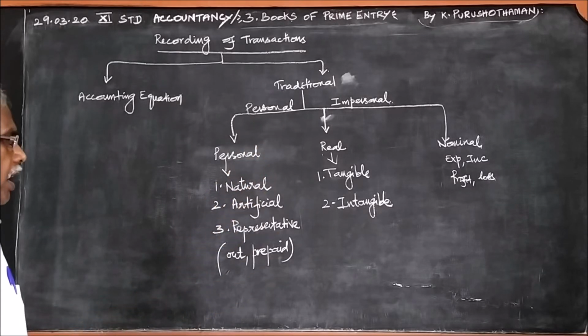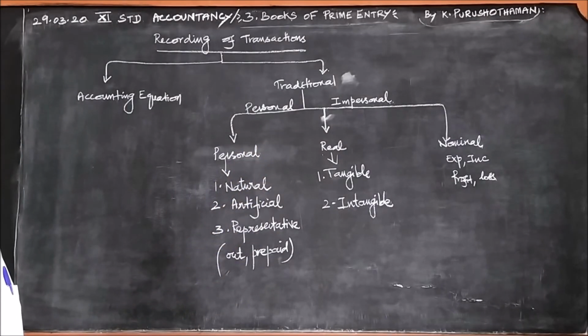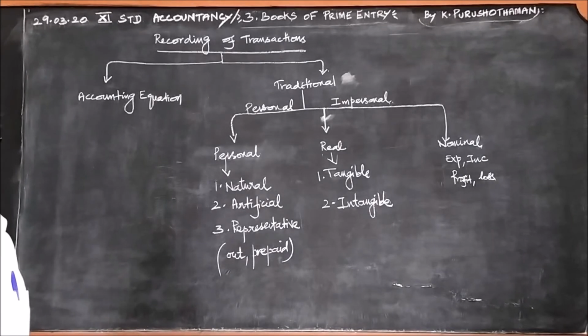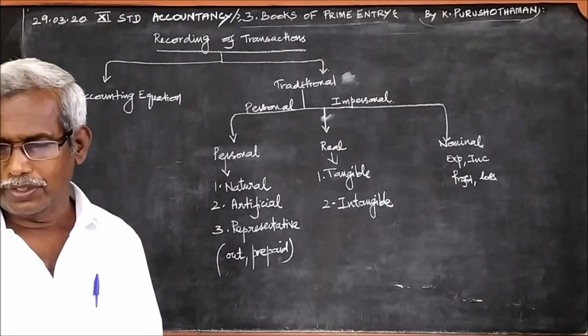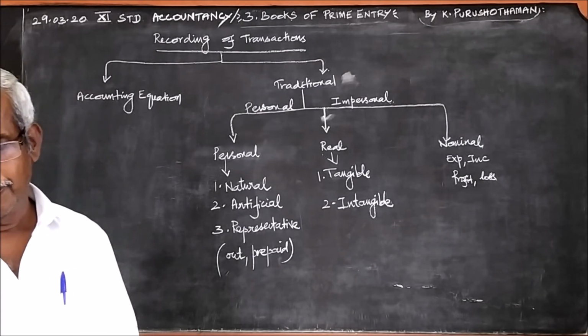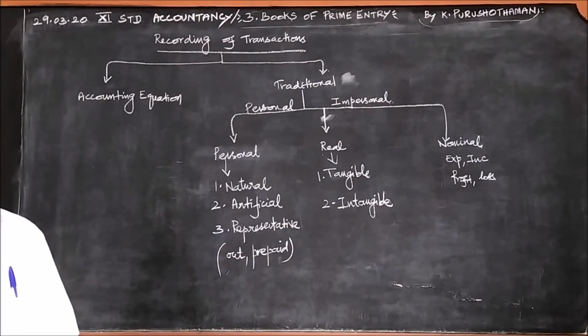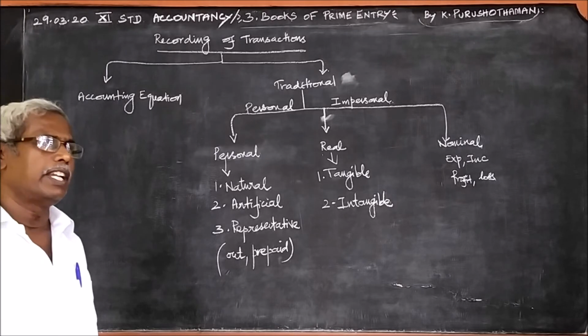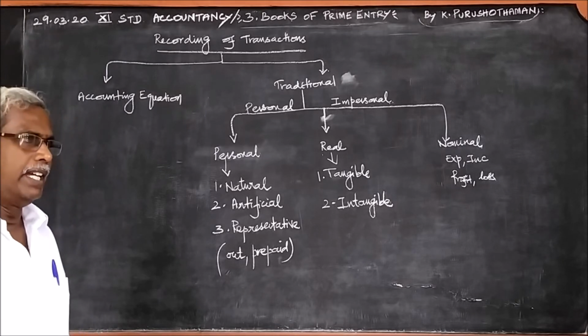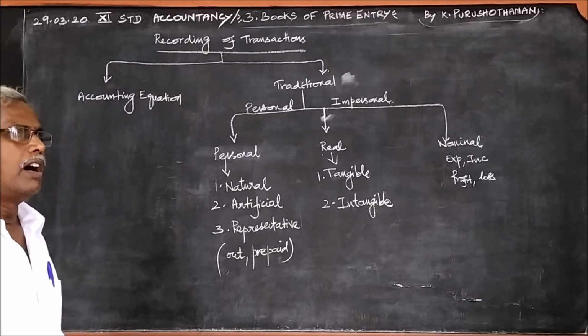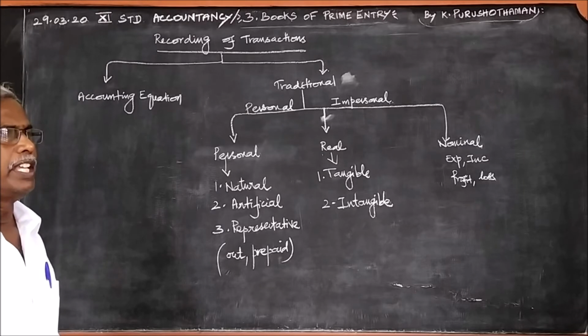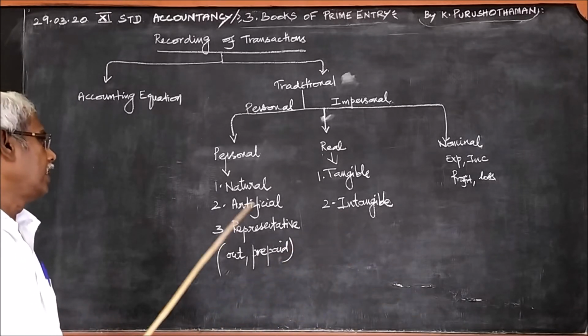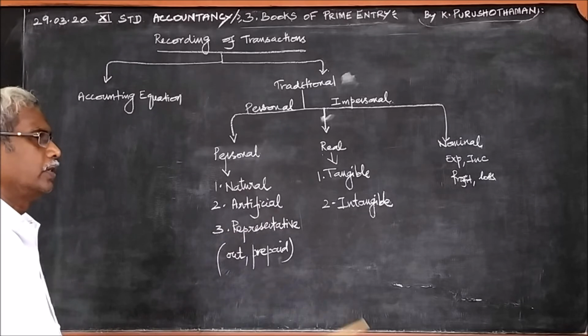And what about the artificial personal account? The name will be there, but it will be artificial. Bank account, Union Bank of India, insurance company, all these are artificial persons. If the account is in the name of a bank, a company, or any other business, it is called an artificial personal account.